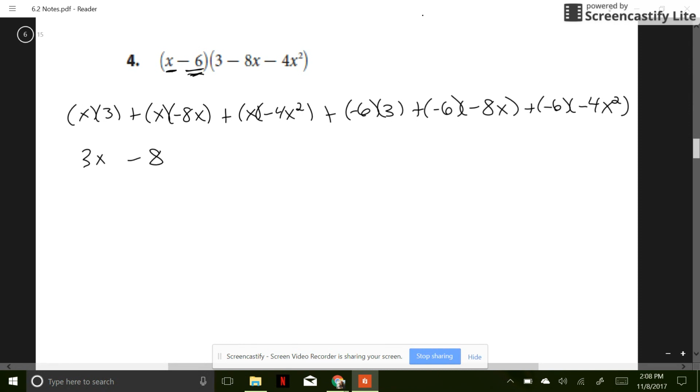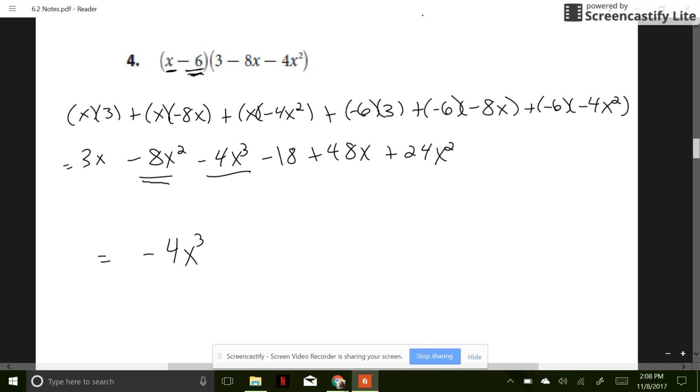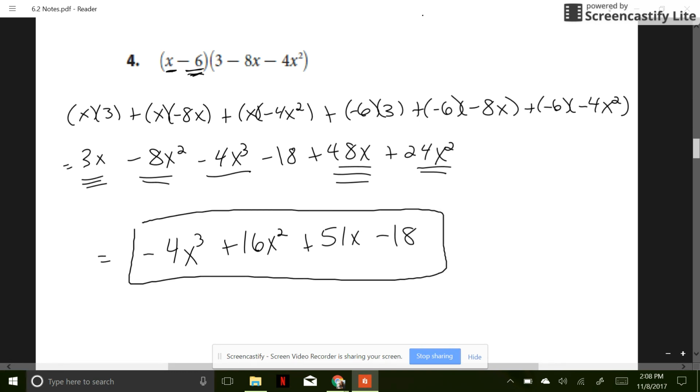3x minus 8x squared minus 4x cubed minus 18 plus 48x plus 24x squared. So now we, again, order by power. So the highest power is this negative 4x cubed. Now we look for the squared terms. Negative 8 plus 24 will get us 16x squared. Just the x's. 3 plus 48 is 51x. And then the constant term minus 18.